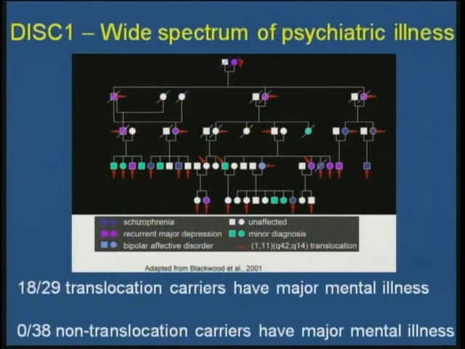And of the non-translocation carriers, none of them have major mental illness. So you can see that it's explaining some of the mental illness in the family, but not all of it. And that's kind of a trend that you'll see throughout the talk, where there's an association, but there can still be people that are perfectly fine with the genetic mutation. And there's a variability associated with the mutations too.